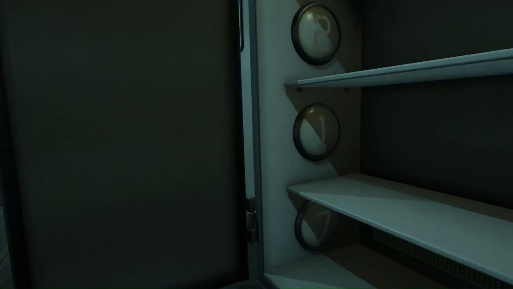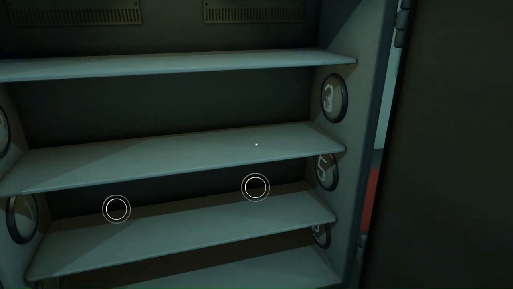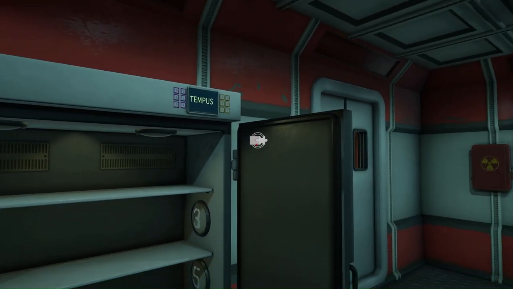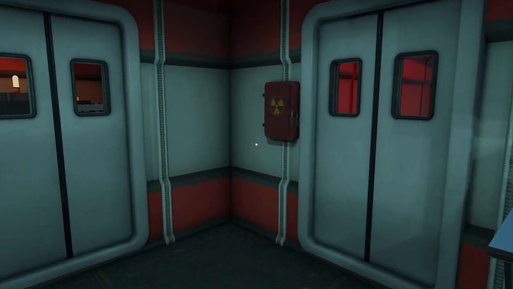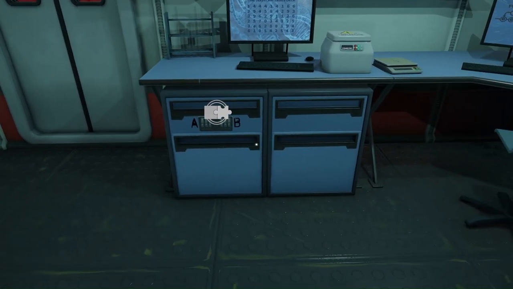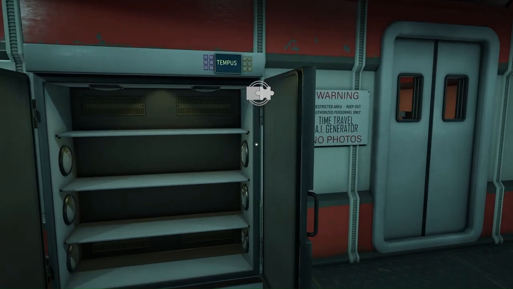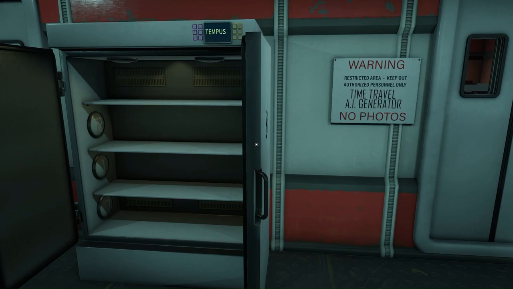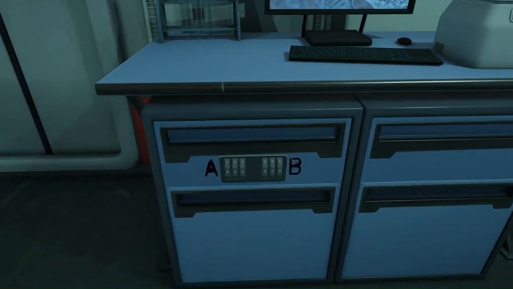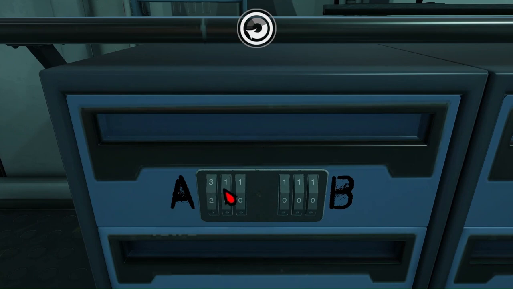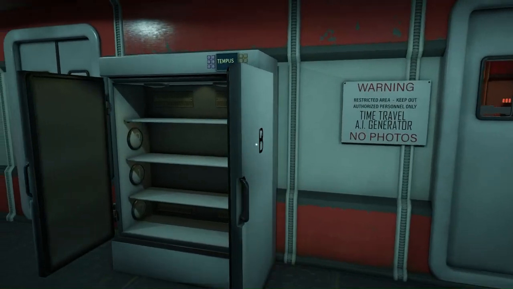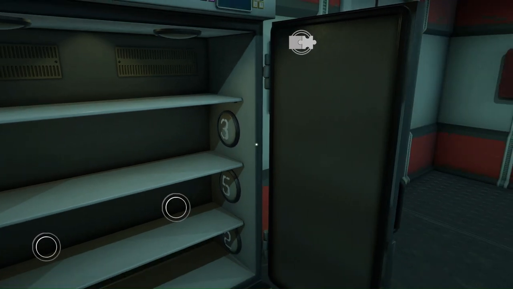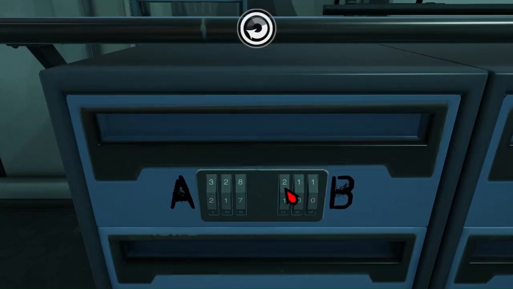Okay, what we got? 217, 352. No clue what you're for. 352. Oh, that's for you. No? Well, yeah, because it'll be 217. 217. And there's 217. Seven. Oh, there's lights, okay. 3, 5, 2. 3, 5, 2.